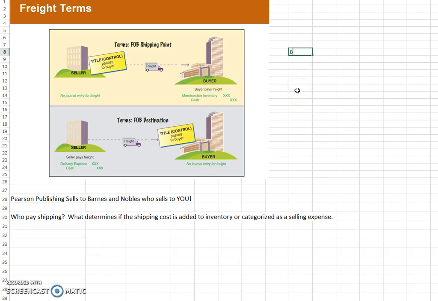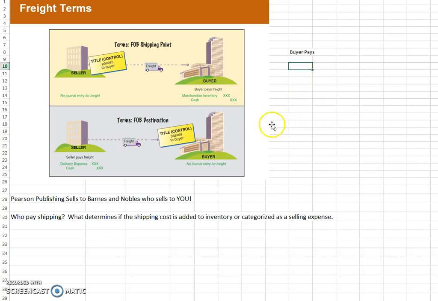Let's go over why again. FOB Shipping Point, the buyer pays because it changed hands way back over here. So it already belonged to the buyer the whole time it was traveling, so the buyer pays. If the buyer pays, then they are buying inventory. If they're buying inventory, that cost of shipping is just another cost of that inventory, so they actually add it to inventory. That's why we see this freight cost debited to merchandise inventory, because it becomes part of that inventory.